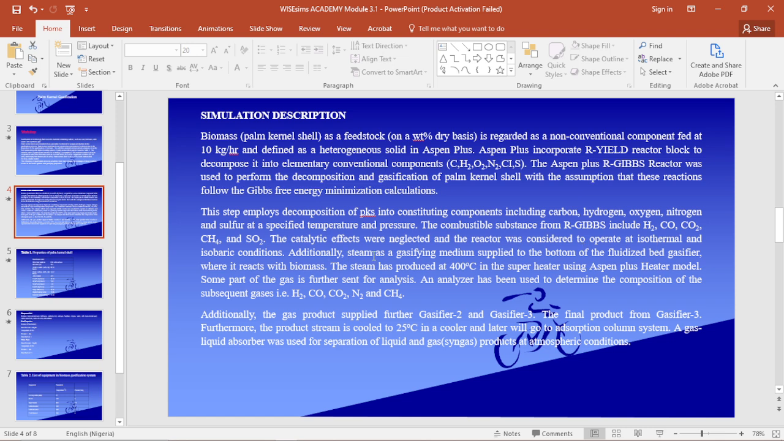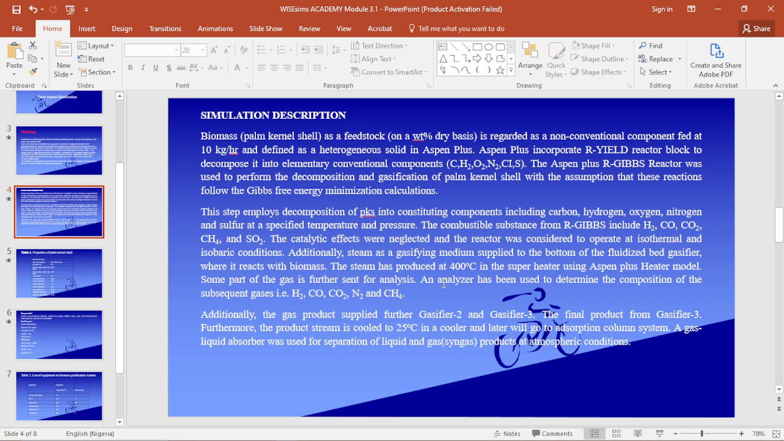Additionally, steam as a gasifying medium is supplied to the bottom of the fluidized bed gasifier, where it reacts with the biomass. So our steam was a gasifying medium for this particular process. The steam produced at 400 Celsius is superheated using the superheater, using the Aspen Plus heater model. So that's what we did. We superheated it, and then some part of the gas is further sent for analysis.